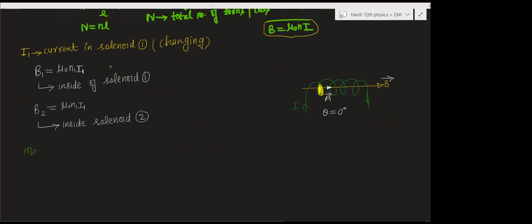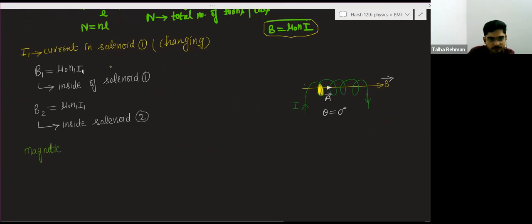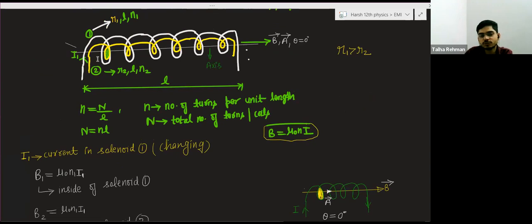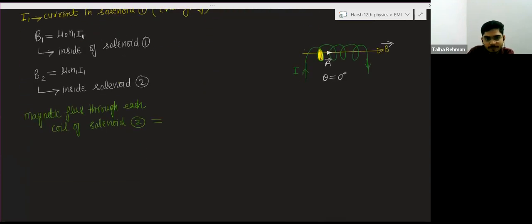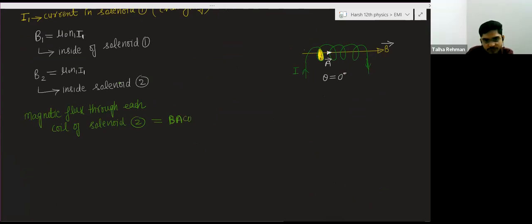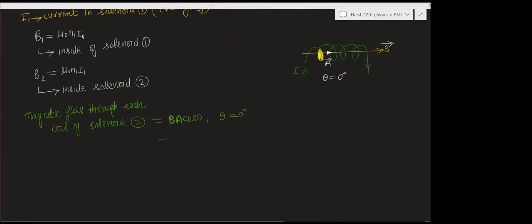So we can write, the magnetic flux through each coil of solenoid 2 is given by magnetic field into area into cos theta, where theta is the angle. And I have told you theta is equal to 0, so it will be BA.